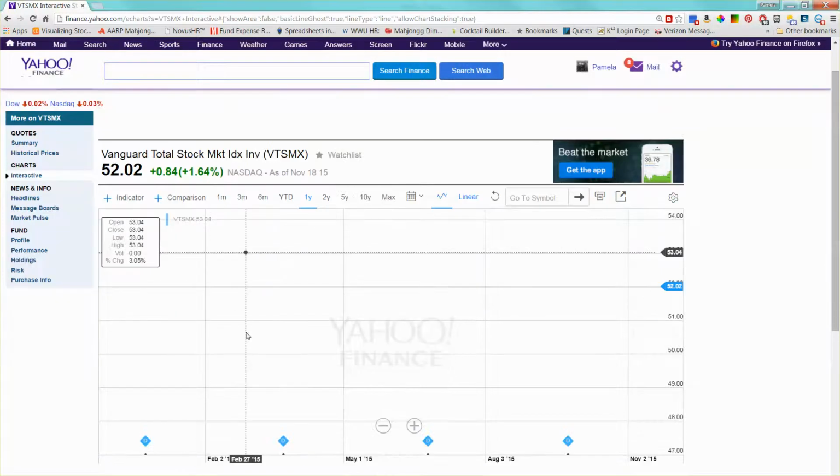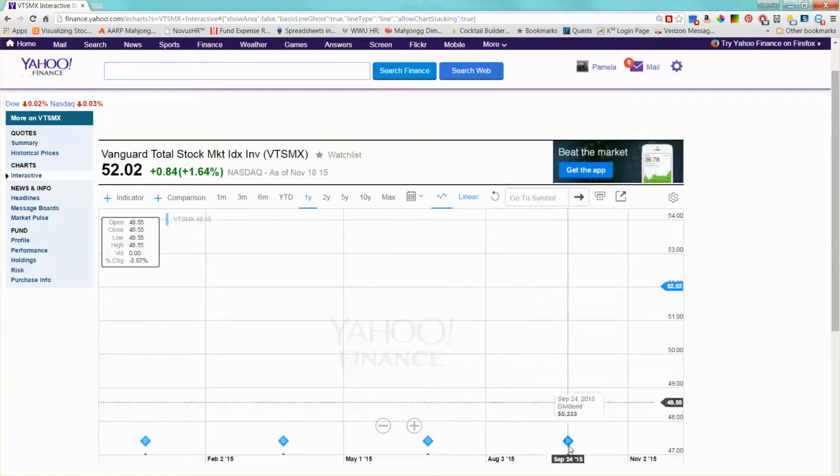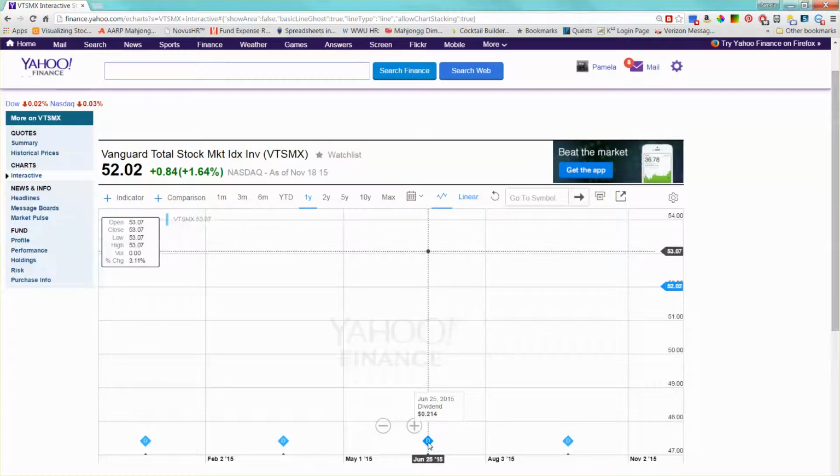Normally they would have a big blue line on this graph that would show the prices at different points in time. But for whatever reason, that's not displaying. I don't actually need that right now. What I need are these little dividend diamonds down here in blue. They tell me what dividend the fund paid and the day that they paid it.